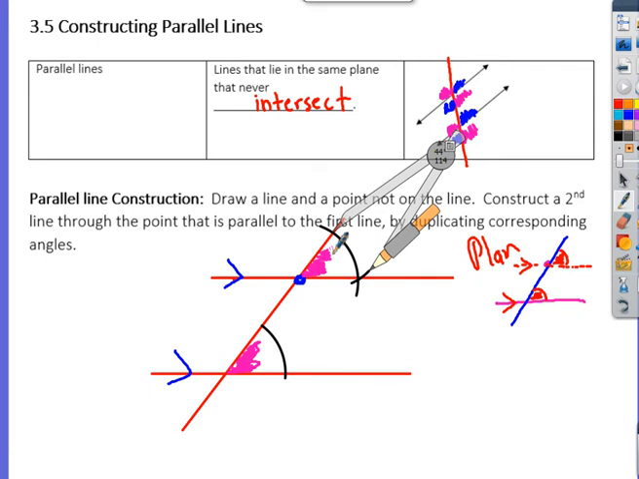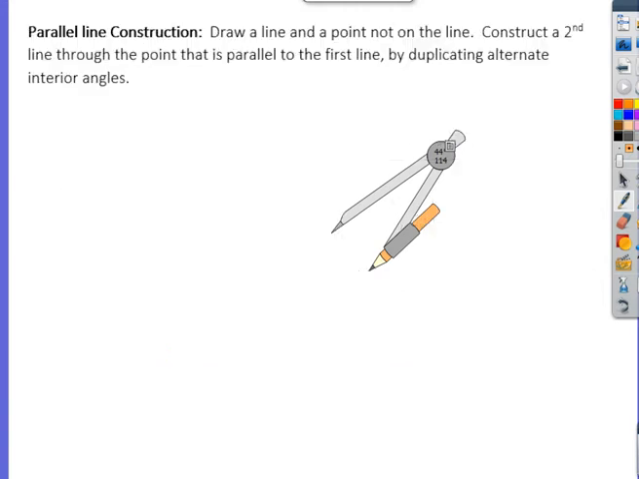This was doing it using corresponding angles, because remember, these are corresponding angles. They're in the same position on the same side of the transversal. But now we want to do it by the same way, but duplicating alternate interior angles. So here, our plan is going to be, we have our line, we have a point not on the line, we have a transversal that goes to the point that cuts to the line.